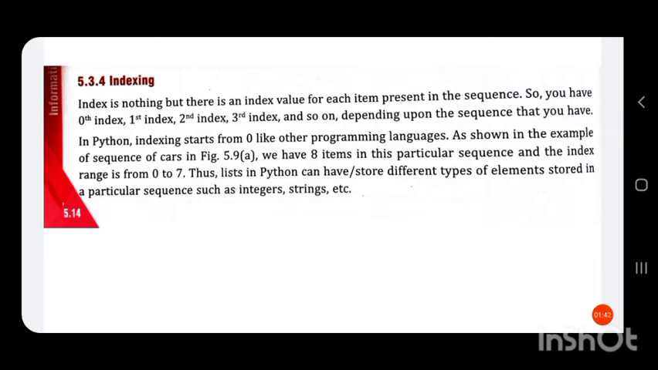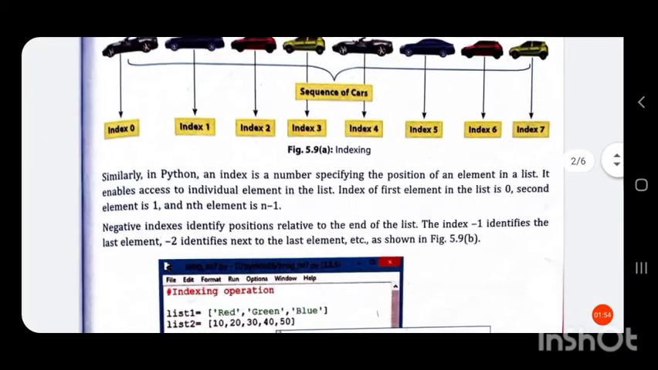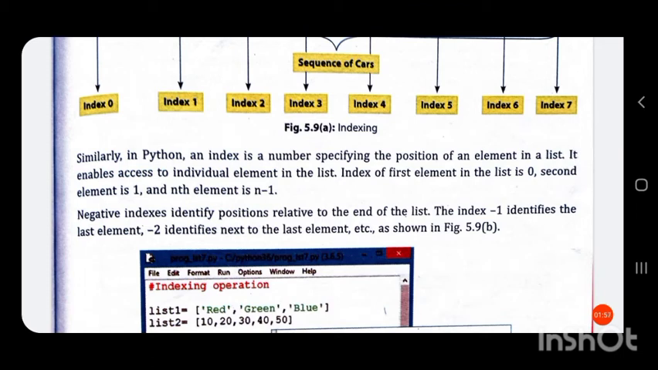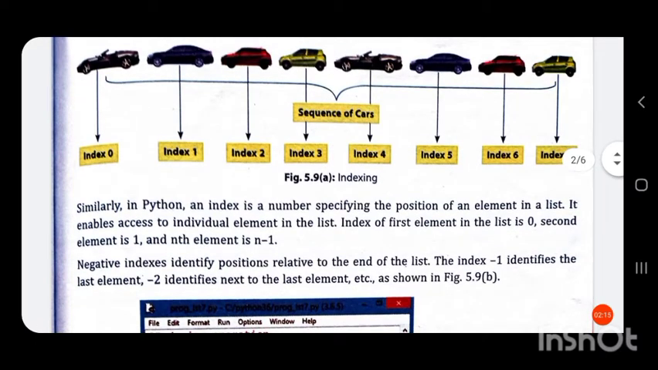Thus, a list in Python can have different types of elements stored in a particular sequence, such as integers, strings, etc. Similarly, in Python, an index is a number specifying the position of an element in a list. So, index represents a number that specifies the position of an element in a list. It enables access to individual elements in the list. With the help of these index values, we can access the individual elements in a list.